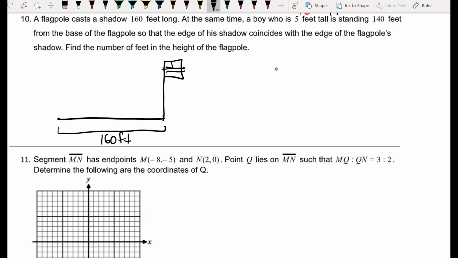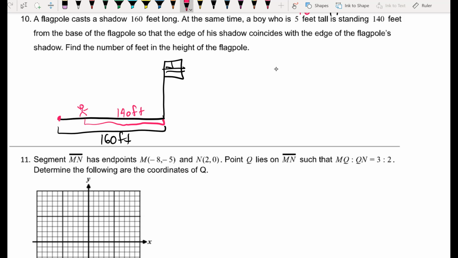At the same time, a boy who is 5 feet tall is standing 140 feet from the base of the flagpole, so that the edge of his shadow coincides with the edge of the flagpole shadow. Well, that corner is the base of the flagpole, so maybe the boy is somewhere over here, where the distance between him and that flagpole is 140 feet.